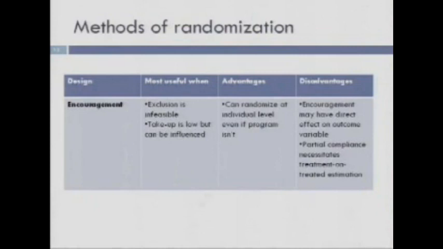The best case for this is a case where take-up is low, but can be influenced. And again, that's the case for a lot of social programs. A lot of people either don't know they're eligible, or they know but can't quite get around to signing up. Helping people sign up can boost take-up rates a lot. So that allows you to randomize at the individual level, even if the program isn't implemented at the individual level.